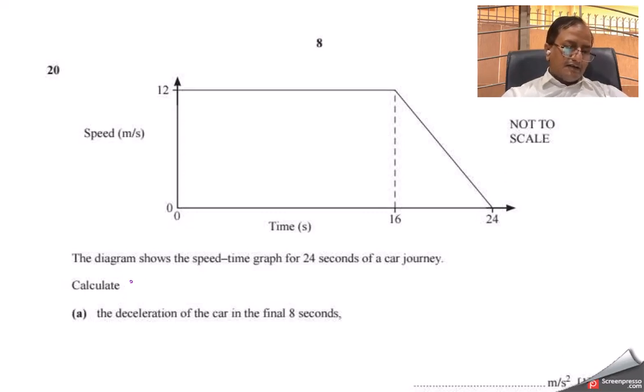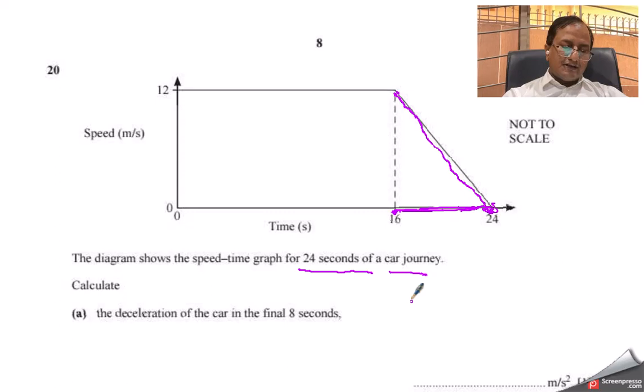The diagram shows the speed-time graph of a 24 second car journey. Calculate the deceleration of the car in the final 8 seconds. The final 8 seconds means from 16 to 24. This is basically deceleration, where it comes to a stop position. The starting velocity is 12, and the time is 8.